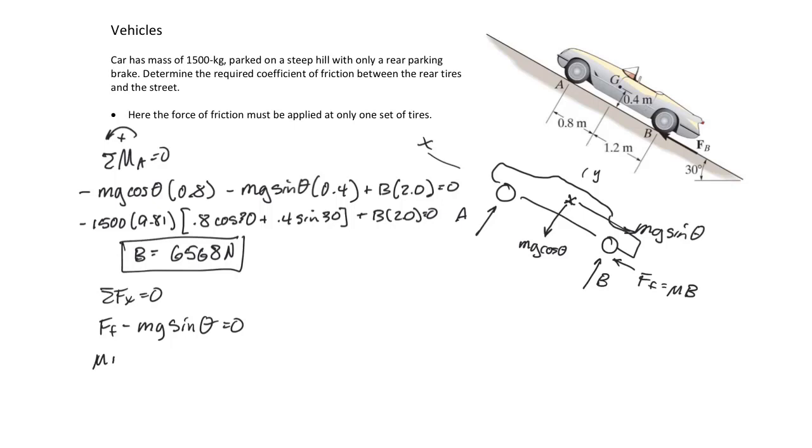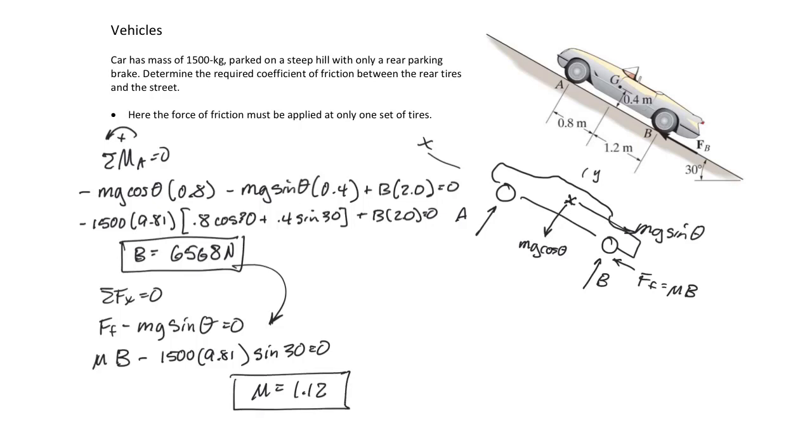This is going to be mu times B, minus mg, which is going to be 1,500 times 9.81 times the sine of 30 degrees, equal to 0. I just solved for B. Plugging that in, I can see that mu here is equal to 1.12. That is the coefficient of friction required to park on a steep hill like that.